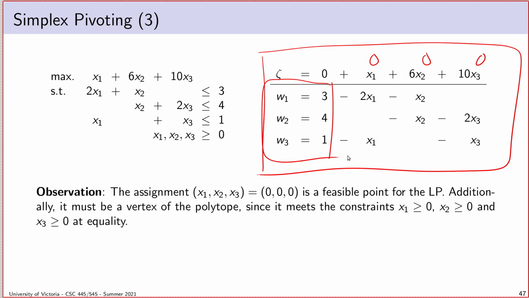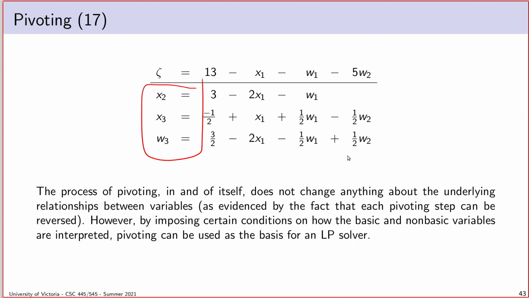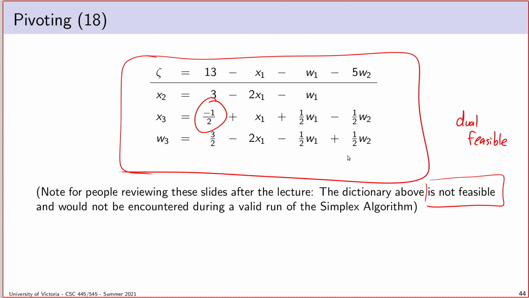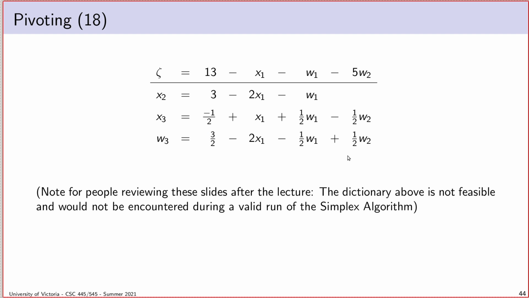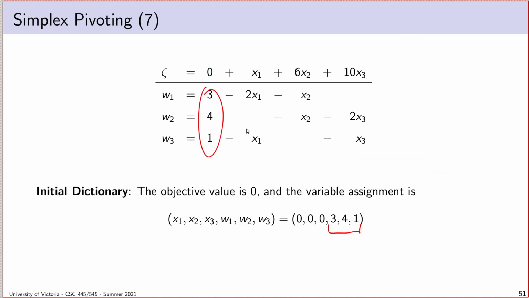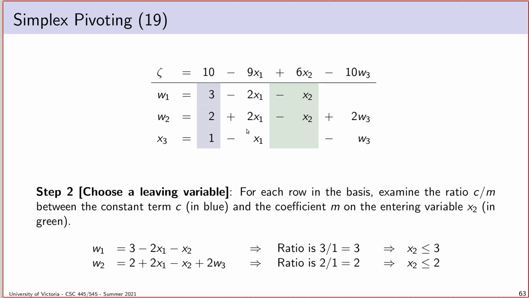If one of the variables was negative, we would not be able to apply the simplex algorithm because it wouldn't be possible to select a leaving variable anymore. Here's an example. As I mentioned earlier, this dictionary is not feasible because at no point in the simplex algorithm should you ever have this. You should never have a variable assigned a negative value because obviously that wouldn't make any sense. So we would never be able to start from a dictionary that looks like this. Okay, so we'll skip back to the end.